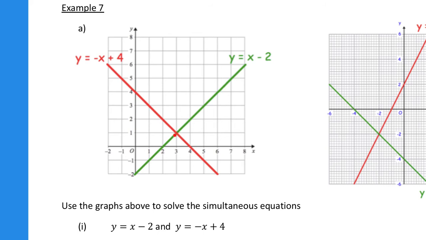Or you could say that differently: you're simultaneously on the red line and on the green line. So that's why the coordinate of that point is a solution of this equation and this equation.